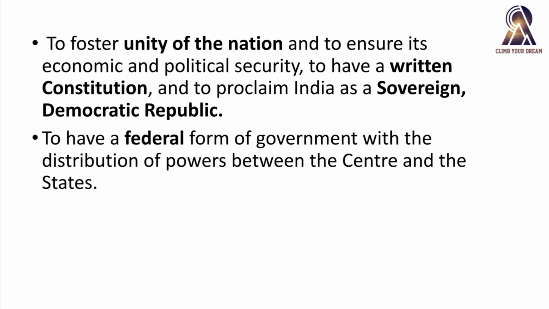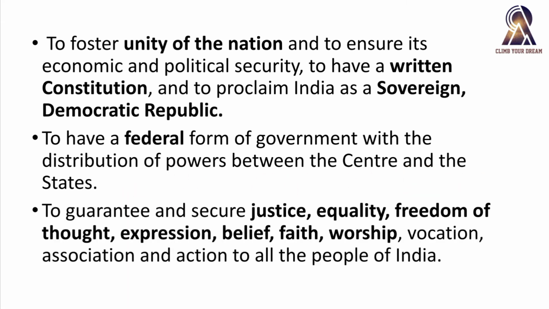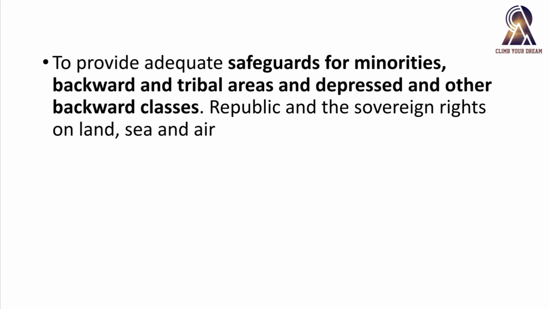And our nation should have a federal form, that is a center and states, and the power between center and state should be distributed. And the state should guarantee justice, equality, freedom of thought, expression, belief, faith, and worship. All these qualities we can observe in our preamble, in fundamental rights, and in many parts of our constitution. They wanted our constitution to safeguard minorities, backward, tribal areas, depressed, and other backward classes.